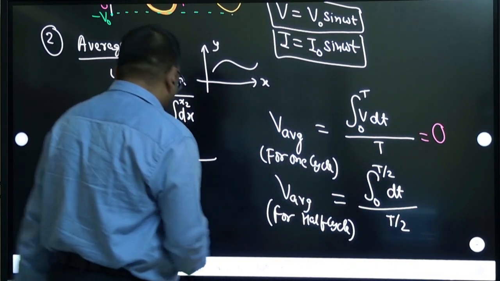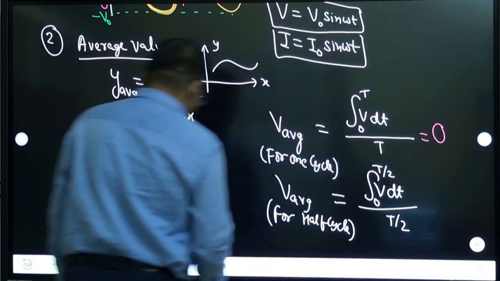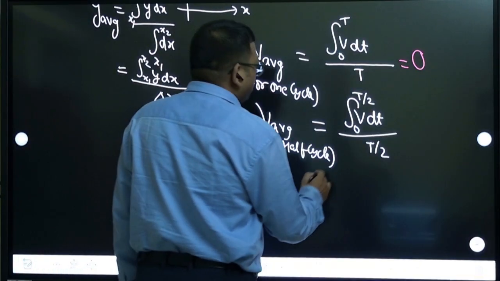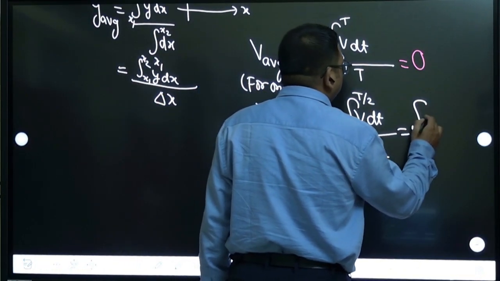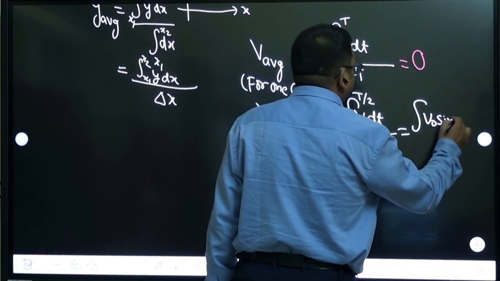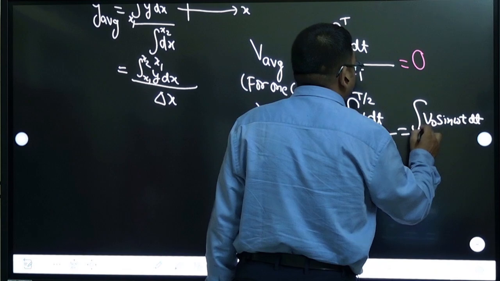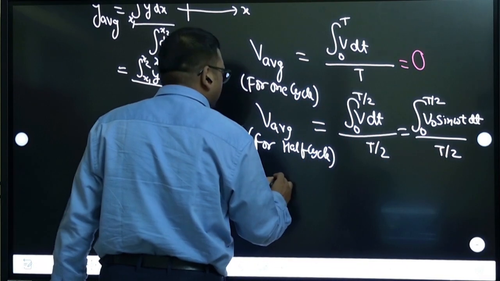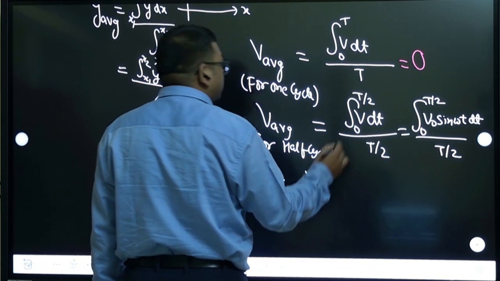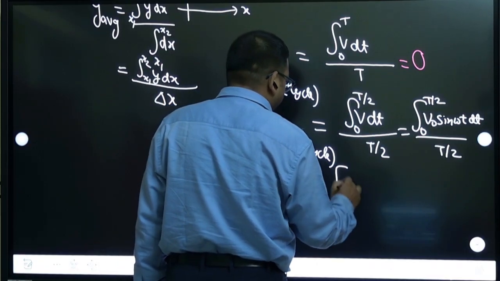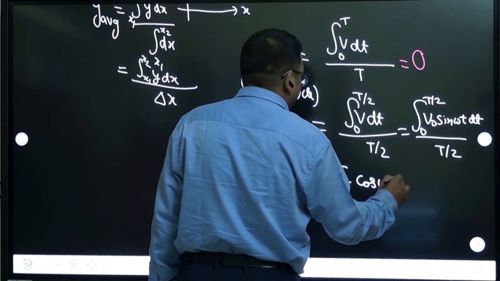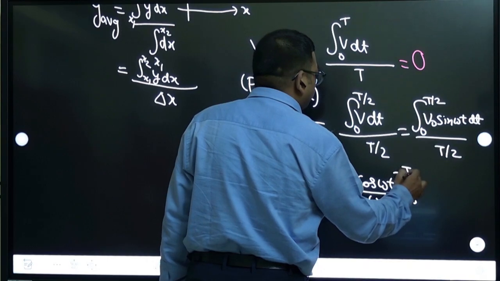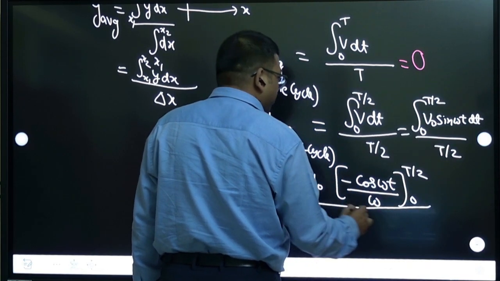Let us now calculate this. It is the integration of v dt. Voltage is nothing but V naught sine omega t dt, from 0 to T by 2, divided by T by 2. So V naught comes out, the integration of sine is minus cos omega t, and we have to divide by omega, taking limits 0 to T by 2, divided by T by 2.